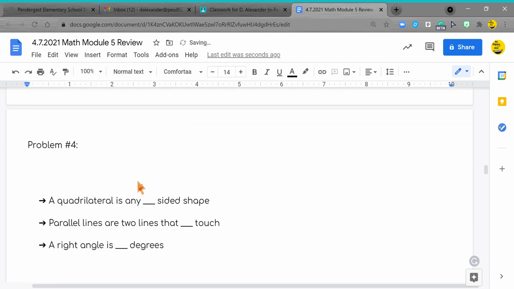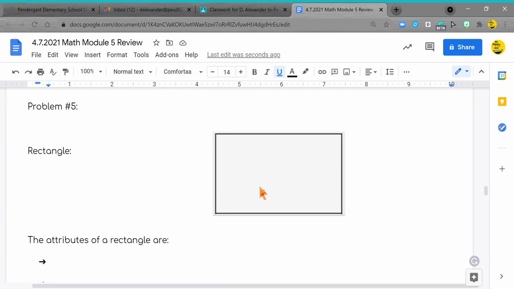Okay. A quadrilateral has, yes, very good. Any four-sided shape. Parallel lines are lines that, correct, don't touch. A right angle is, you guys are good, 90 degrees. So let's keep going.